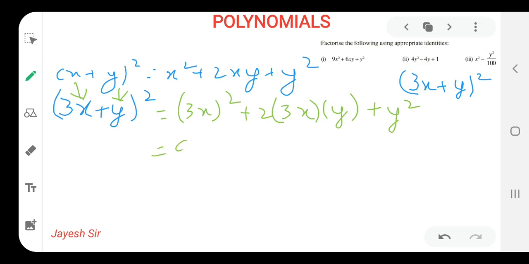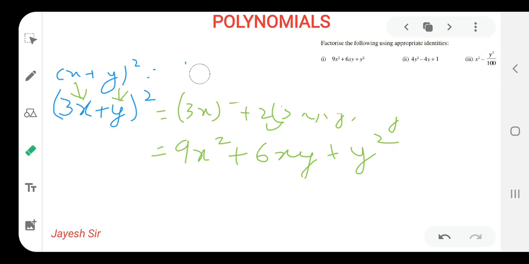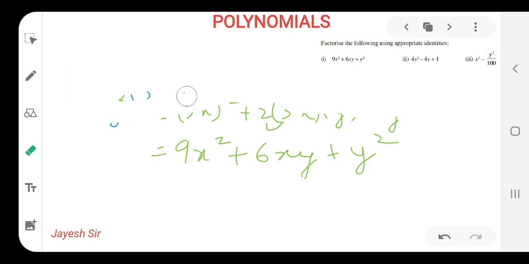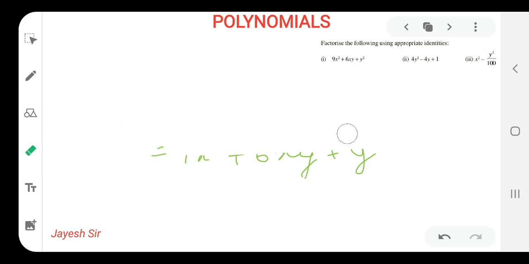Now let's solve it for the 9x square. 2 times 3 is 6, plus 6 x into y, xy plus y square. So you can see that we have got the question, which means our answer 3x plus y the whole square was correct. In this way we can check whether the answer we found is correct, as a lot of students face this problem. By just reversing the process we will be able to check whether we have found the correct answer or not, as we have done over here.